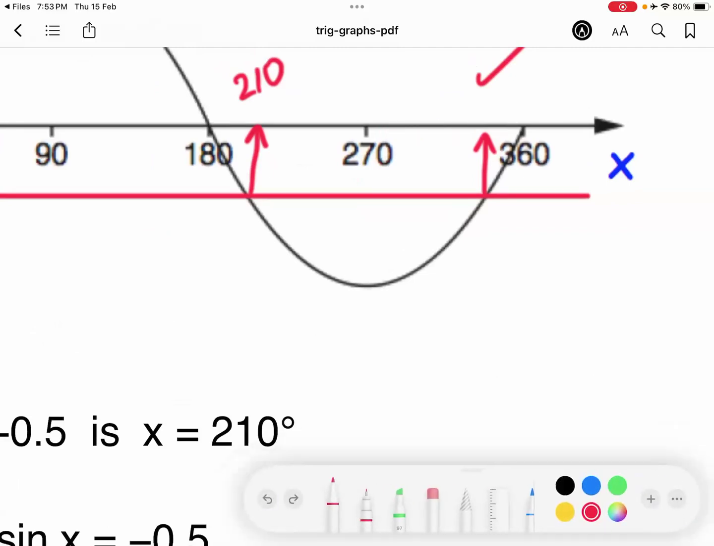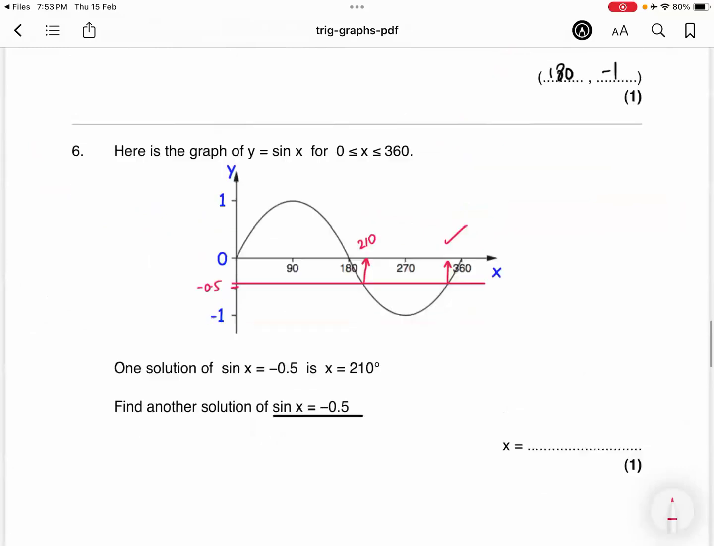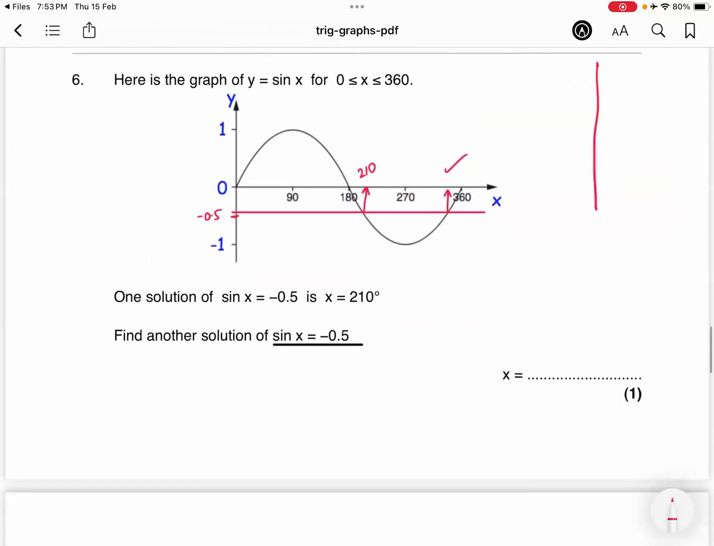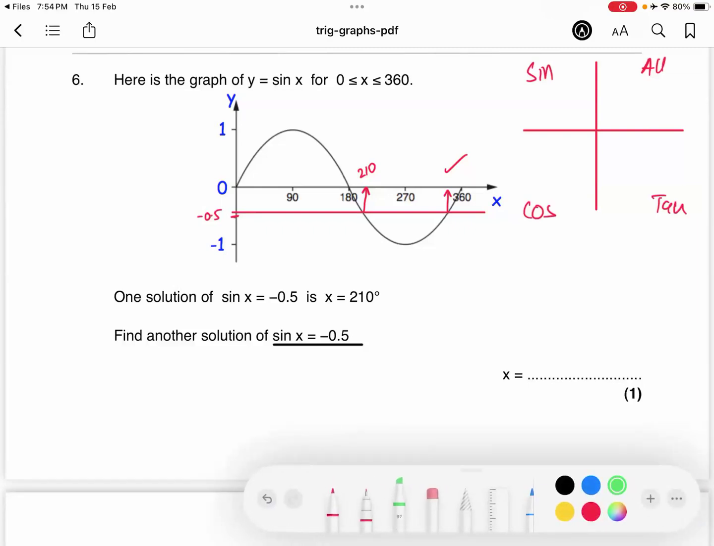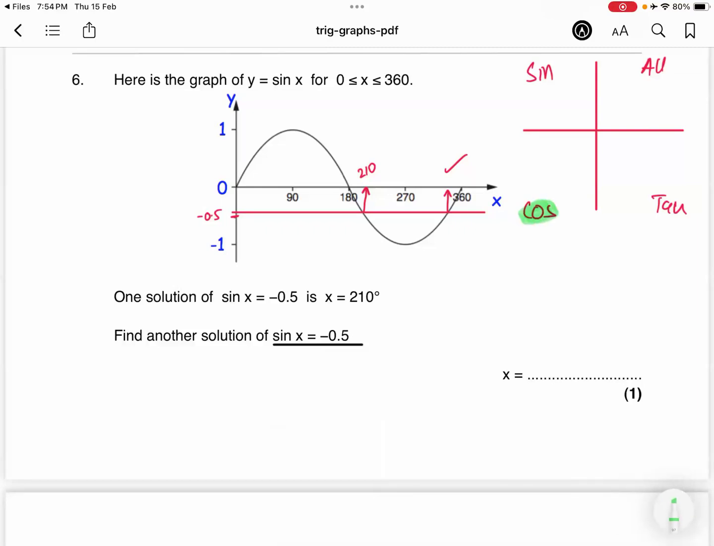So we will be using, Rehan, that ASTC technique. Okay, Rehan? All sine, cos, and tangent. Agree? Sine is negative where? Sine is negative in the third and fourth quadrants. Agree or not? Yes or no? Yes, sir.